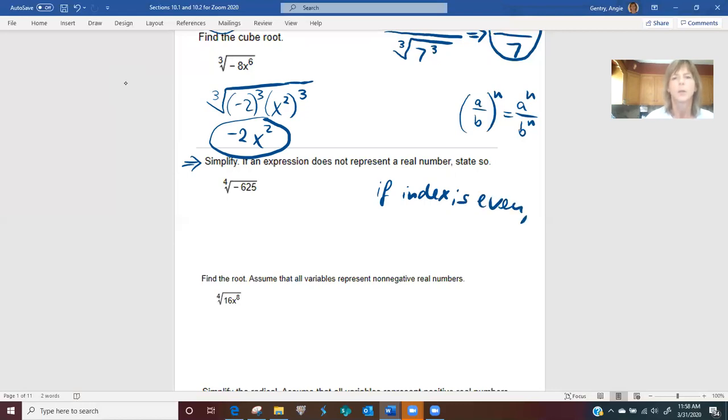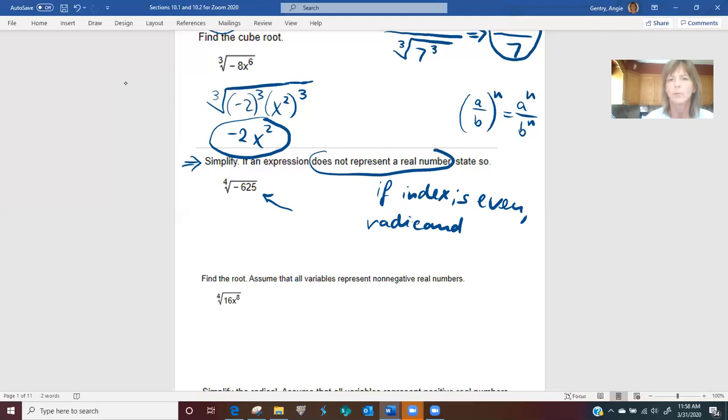the radicand is what it's called, meaning the thing under the root. That's your radicand, in this case this piece, negative 625. If your index is even, the radicand can't be negative, or if it is negative, it's not going to be a real number.